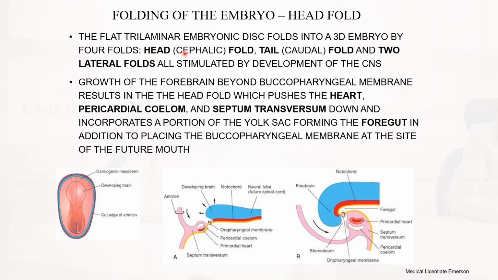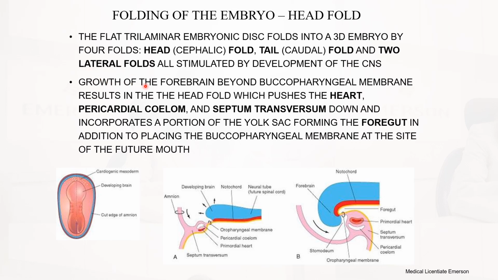So what are those 4 folds? Number 1 fold, you have the head or the cephalic fold. Secondly, you have the tail or the caudal fold. And you have 2 lateral folds. And all these are stimulated by the development of the central nervous system.